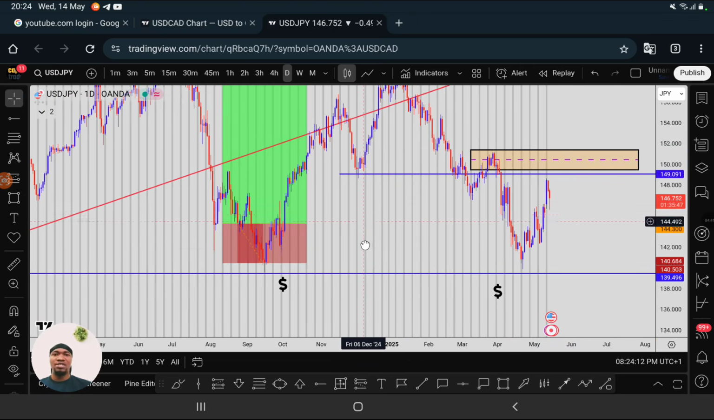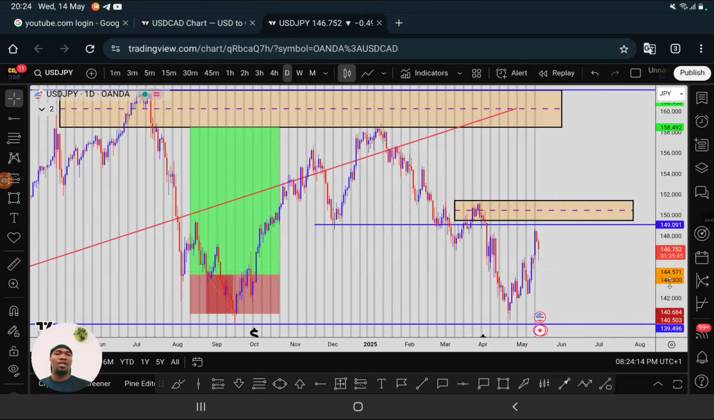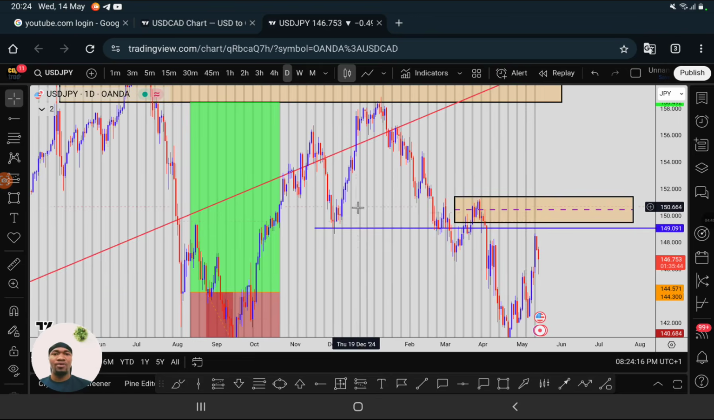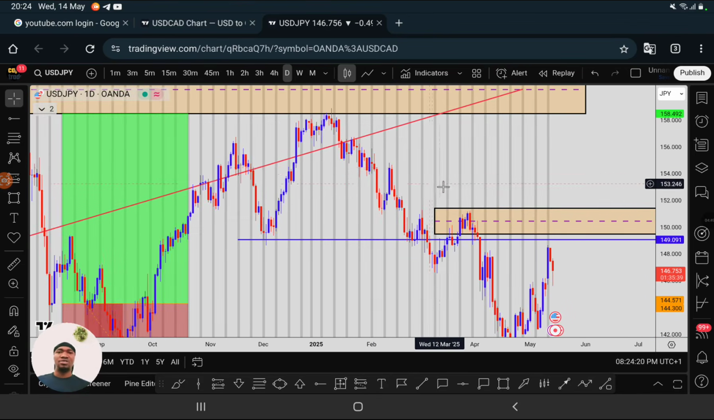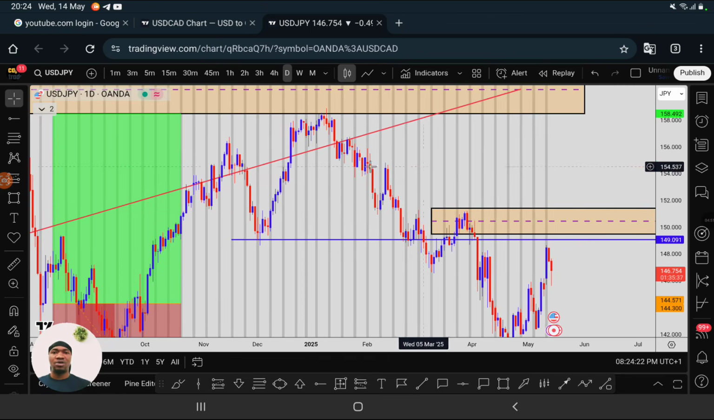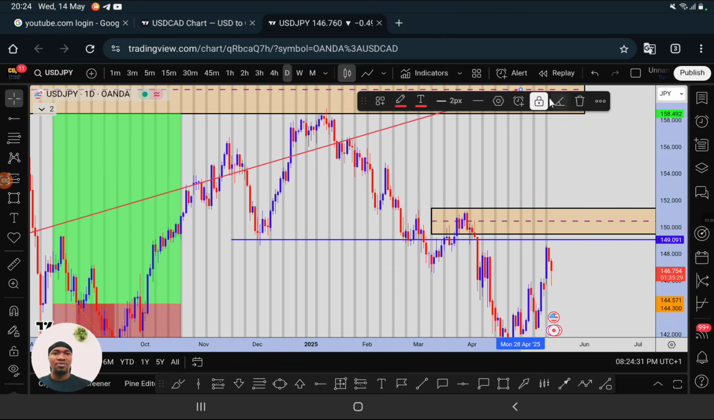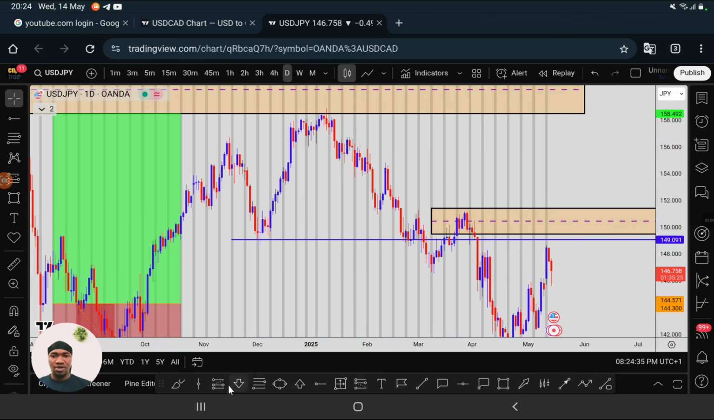So on the daily time frame, because we are not trading from the weekly, on the daily time frame, can you see the trend of the market has changed long time ago? The trend of this market changed on 13th of January 2025. So let's take off this. So where is my trend line?